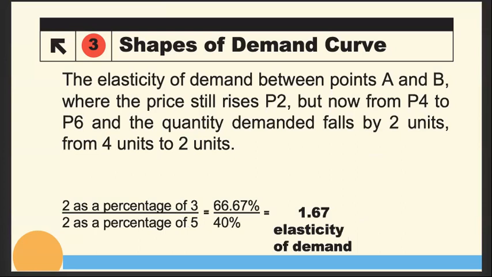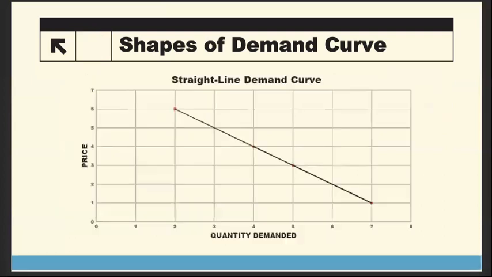Okay, now the elasticity of demand between point A and point B, where the price still rises by 2 pesos, but now from 4 to 6 pesos, and the quantity demanded falls by 2 units, from 4 units to 2 units. So as we can see, the elasticity of demand is 1.67. Okay, this one is an example of the straight line demand curve.